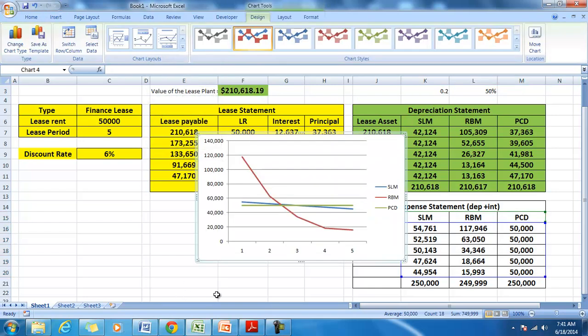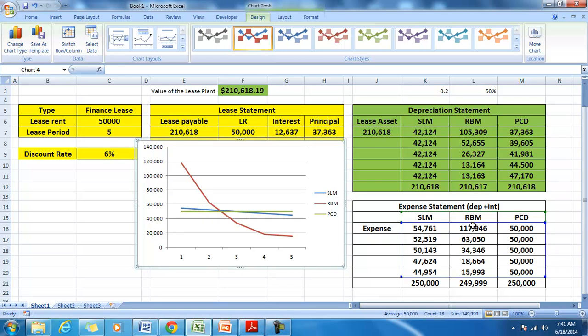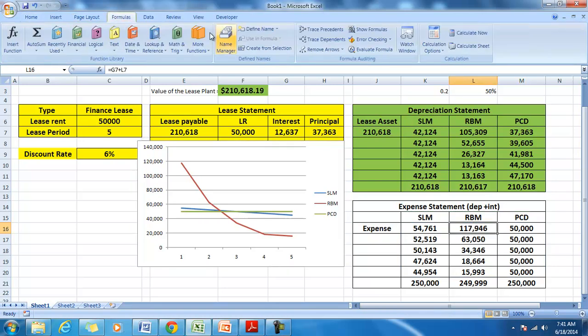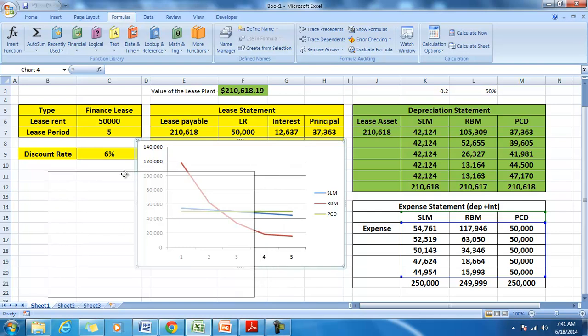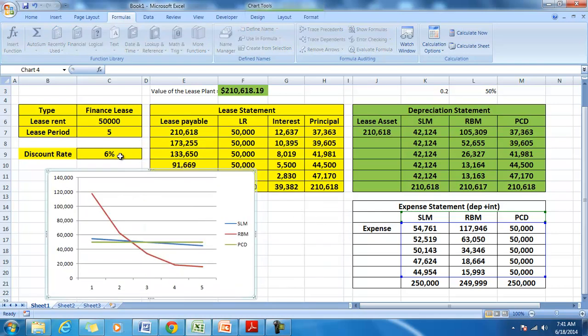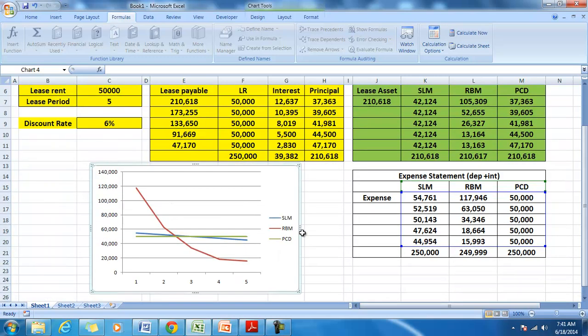So all other things remaining constant, the high expense in the first year will lead to low profit in the first year, and this high expense is because of high depreciation, and high depreciation is because of the methods of depreciation. Interest is the same in all the cases. So therefore, depending on the methods of depreciation, there is a possibility that the profits of the company can change.